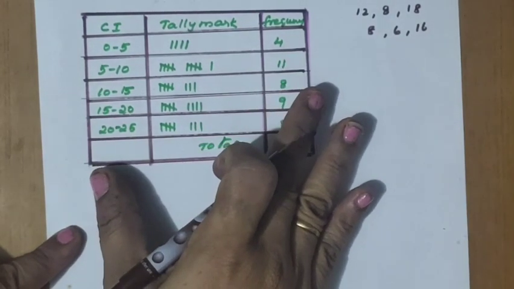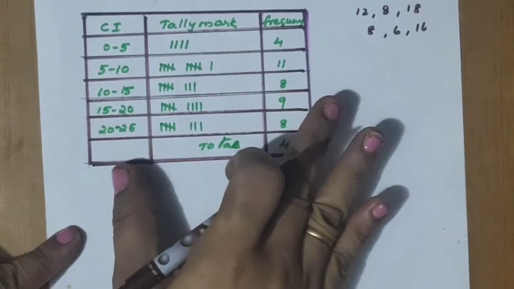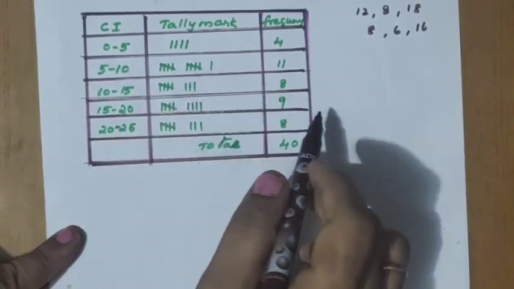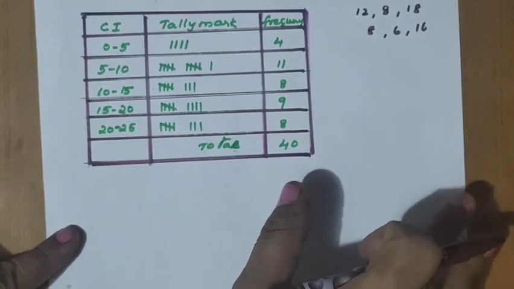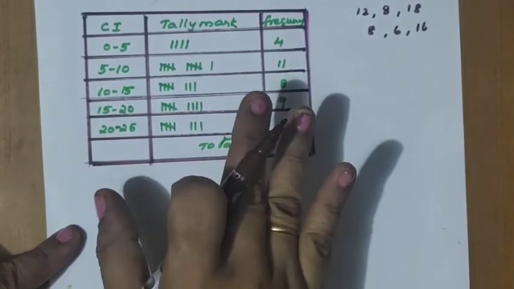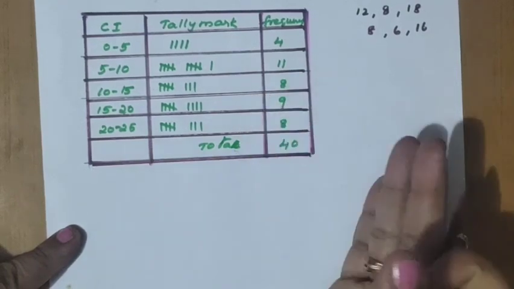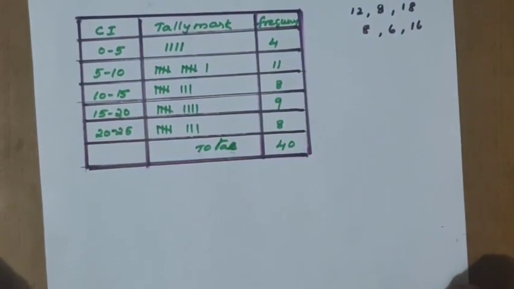Then we can prepare a frequency distribution table. This time it's a continuous frequency distribution table. So with this, I am winding up today's class. One is the ungrouped frequency distribution table we have made, and another one is a continuous frequency distribution table.